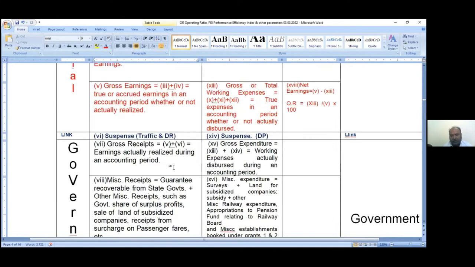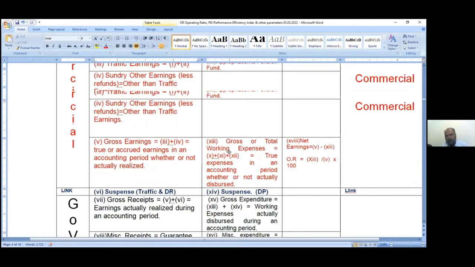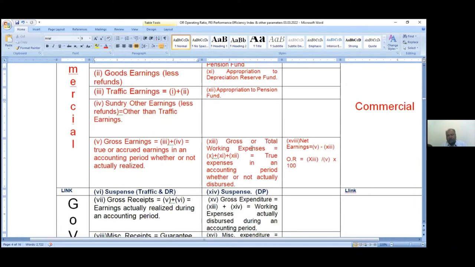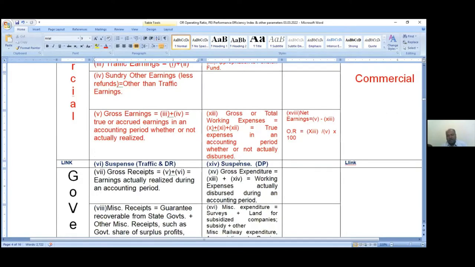Now we check the expenditure side. Here we already discussed that ordinary working expense plus DRF plus pension fund is called total working expense or gross working expense. If we add suspense, here suspense is demands payable, operated on the expenses side. So if we add suspense to total working expense, it is called gross expenditure.